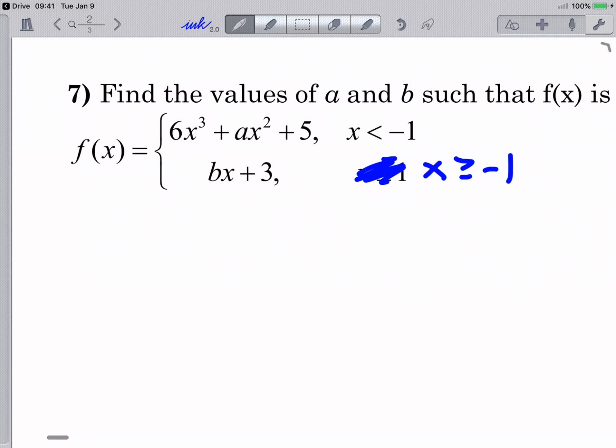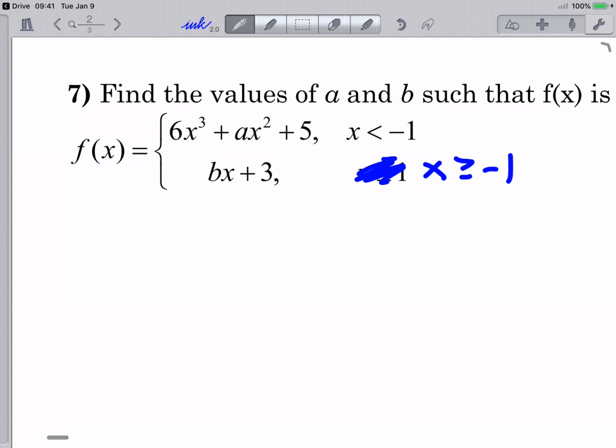So, to be continuous, I need the limit as x goes to negative 1 from the left to be the same as the limit as x goes to negative 1 from the right. And to be differentiable, the limit as x goes to negative 1 from the left of my derivative needs to be the same as the limit as x goes to negative 1 from the right of my derivative.